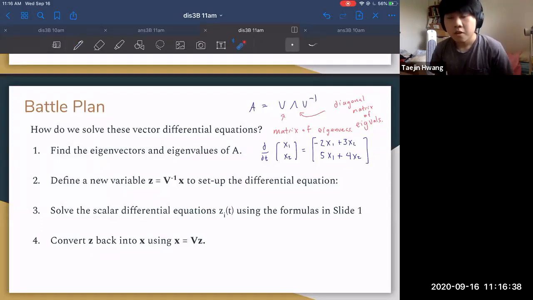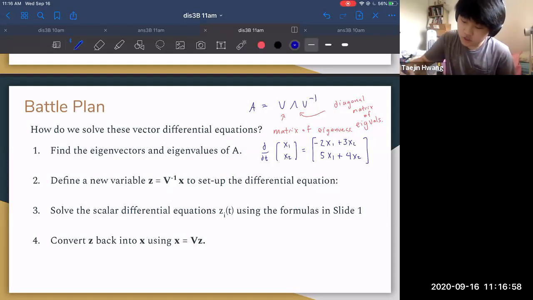And currently, this is a little bit hard to solve because x1's derivative is written in terms of x1 and x2. And x2's derivative is written in terms of x1 and x2 as well. So there isn't a way we can isolate these variables one by one and solve for them individually.